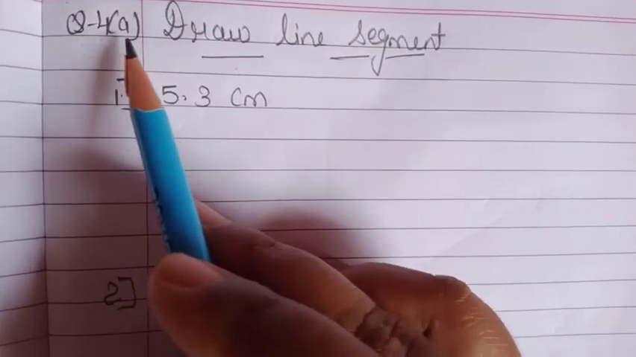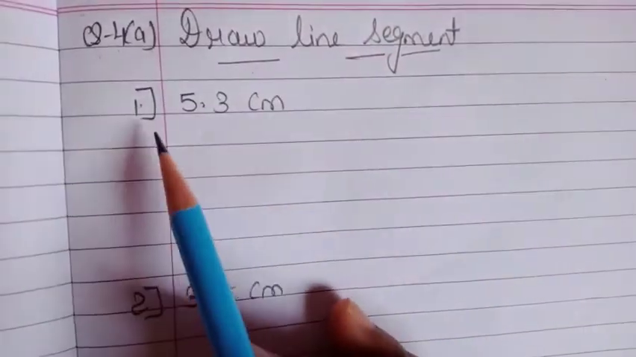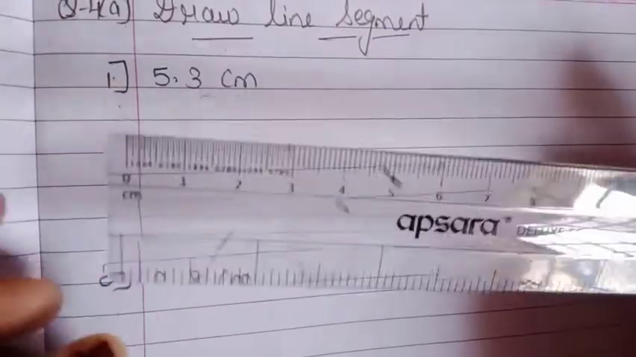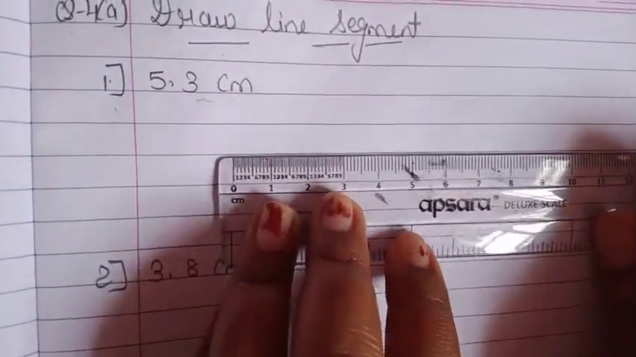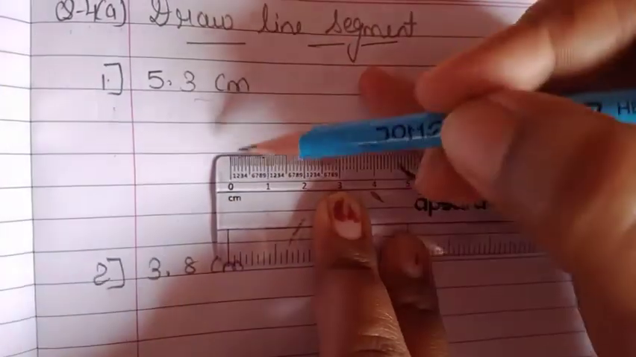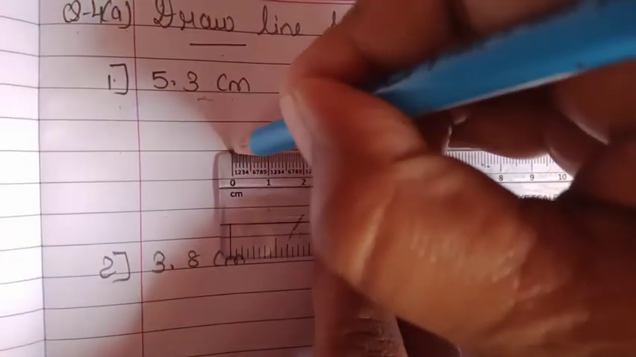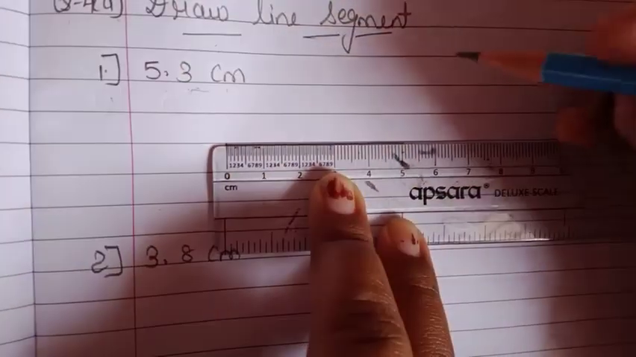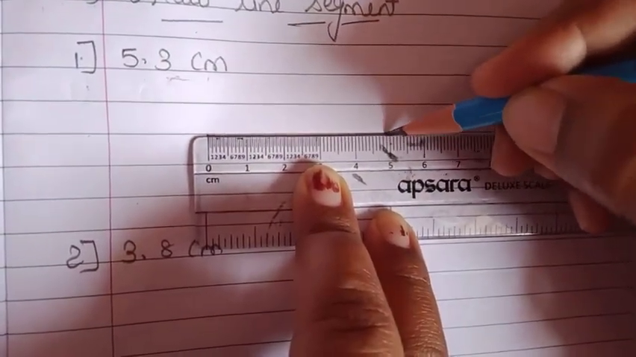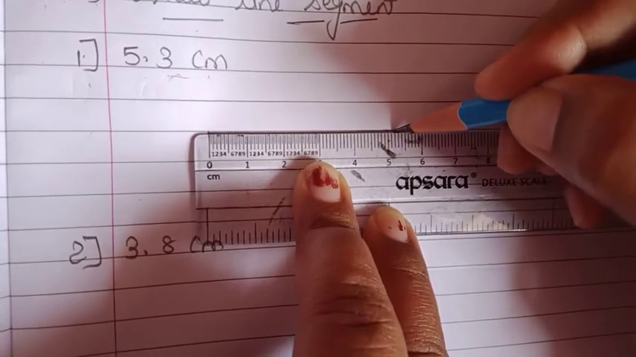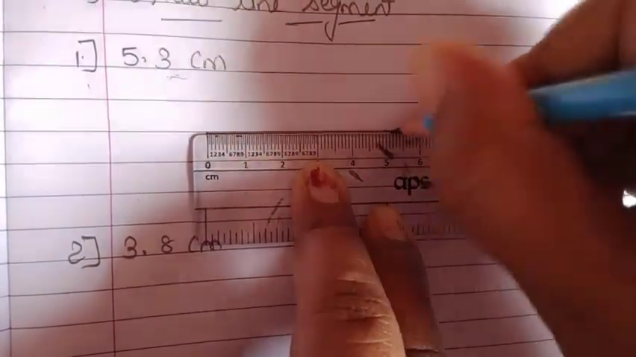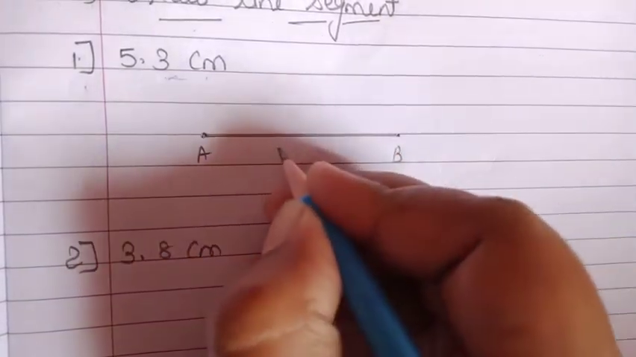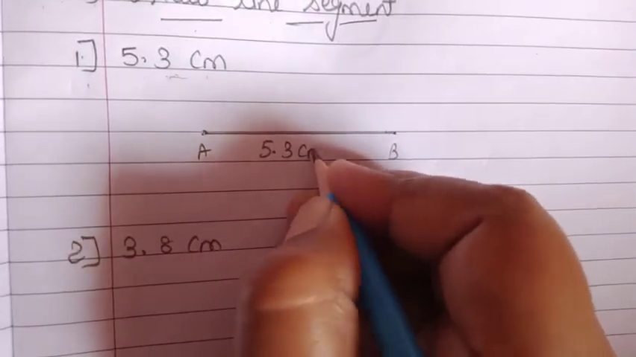Now question number 4a, draw line segment. Number 1, 5.3 centimeter. Okay, we have to draw a line segment with the help of a scale. So we will keep a scale and we have to start from 0. So we will keep a dot here. From 0 we will start, going to 5, then 5.3 means after 5 we have to count 3 small lines, 1, 2, 3. So till that we will give the name A, B. How much centimeter? 5.3 centimeter.